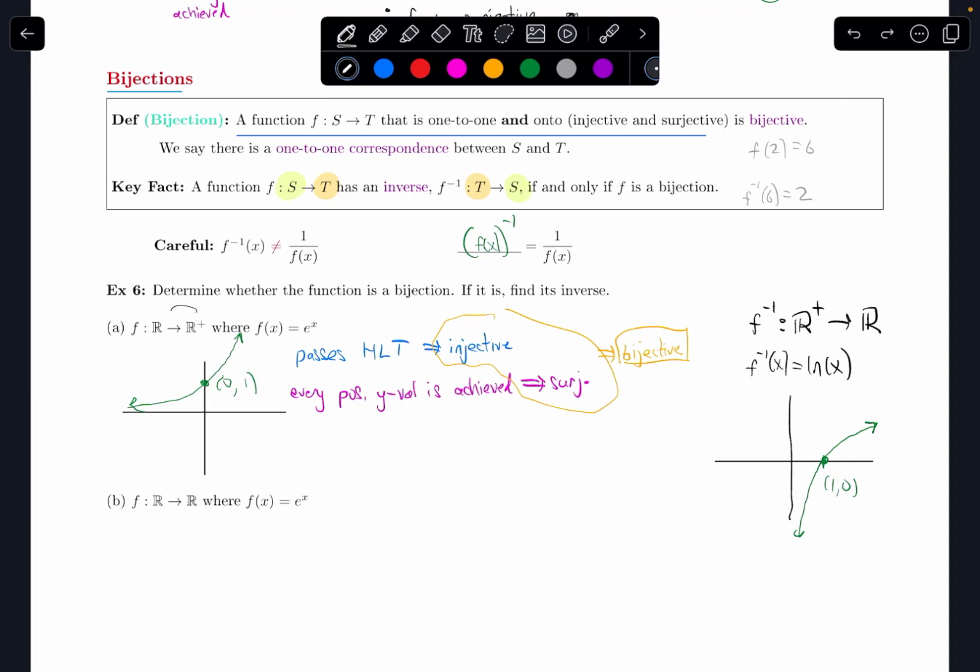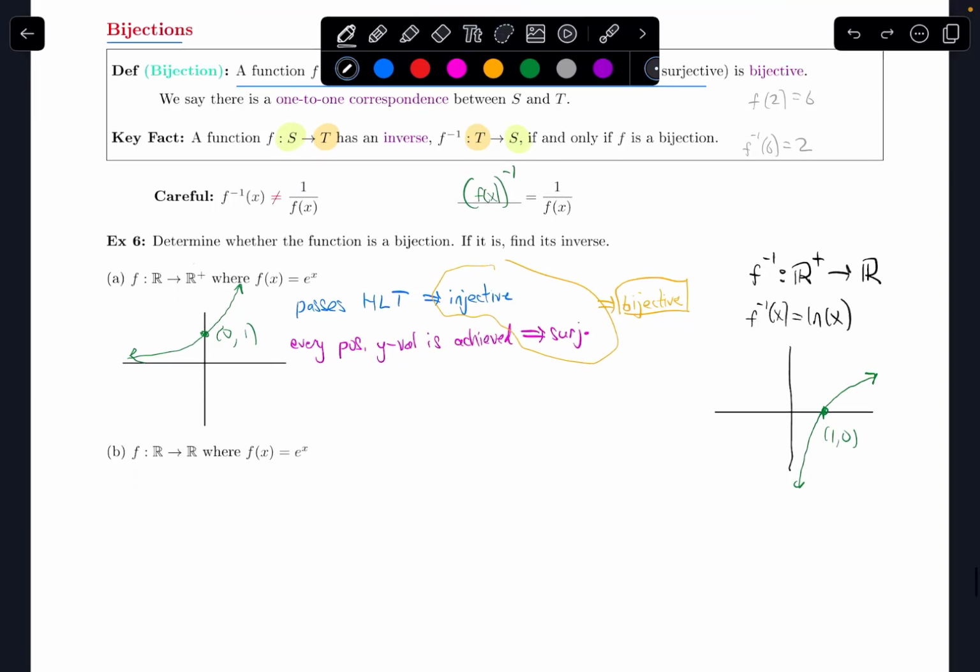So what about part B? What if I change the codomain to be all of the reals? Well, there's a problem now: I also want to be able to get negative y values and achieve those, but we never do. So we don't achieve negative y values, so it is not surjective. And if it's not surjective, that means it's not bijective.